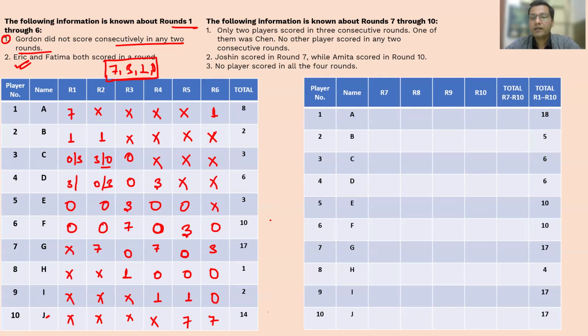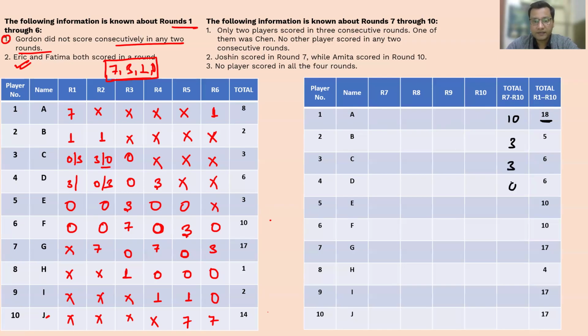Now we have the total of round 1 to round 10, which is 18. The second table is for round 7 to round 10, so we'll find the total of round 7 to round 10. 1 to 10 is 18, 1 to 6 is 8, so this is going to be 18 minus 8, 10. So this is 5 minus 2 is 3. This is 6 minus 3 is 3.